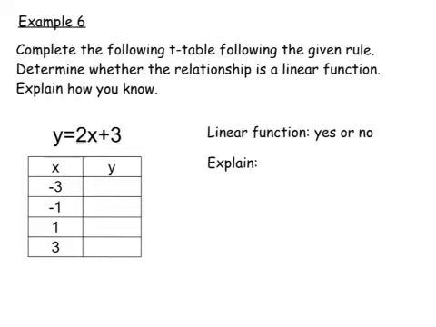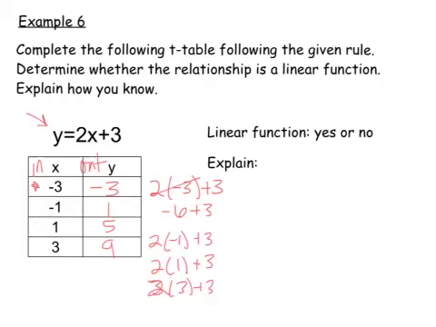In example 6, we have to complete the table to see if it's linear. And so we're going to try to do this without graphing. They give us an equation, and what we need to do is plug our value of x into the equation and find y. Input, output. So I have 2 times -3 plus 3. Well, 2 times -3 is -6. -6 plus 3 is -3. And you're going to do that for the remainder of the table.